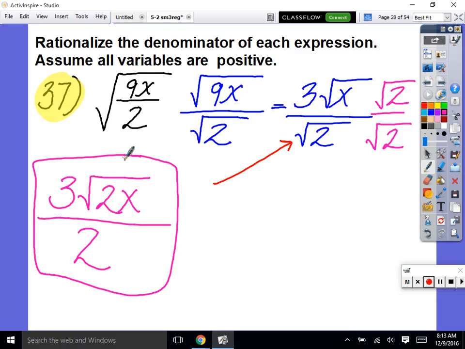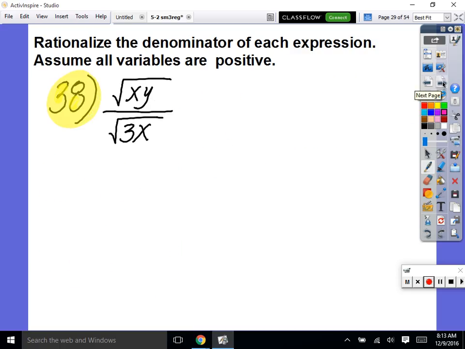Everybody okay? Feeling better about these? Because I know there was one on the quiz that maybe a lot of us didn't get right. That's okay. We can fix it and get it right next time. All right, let's do 38.